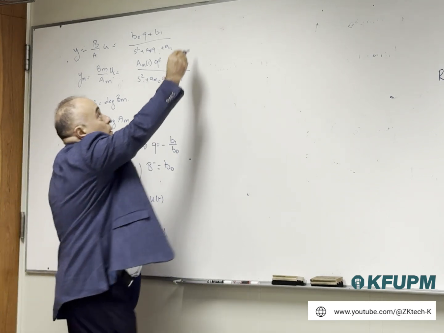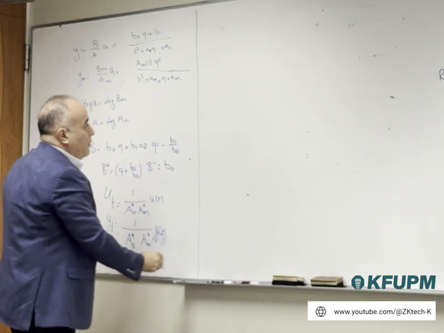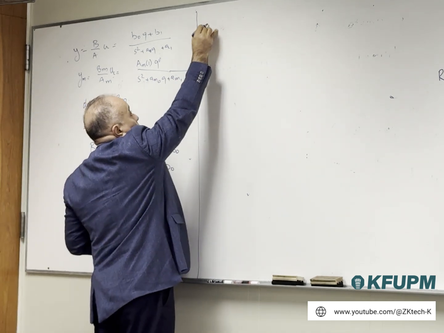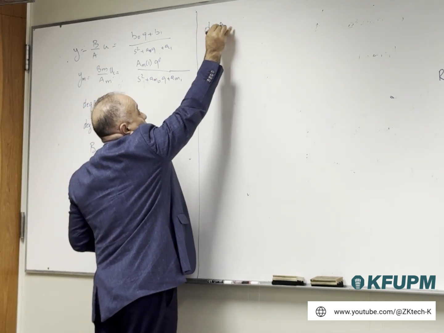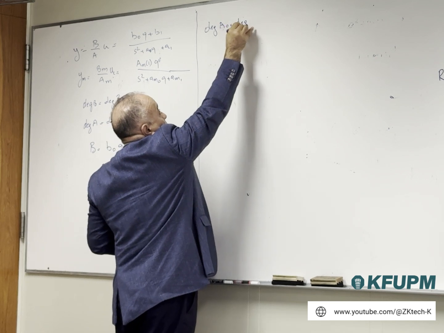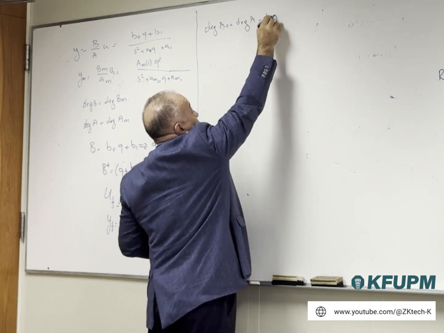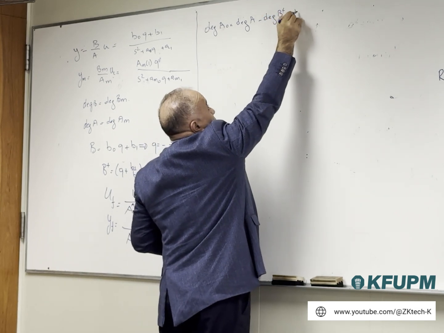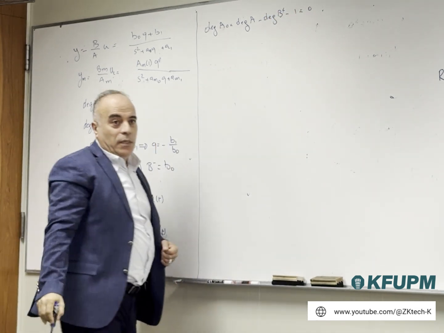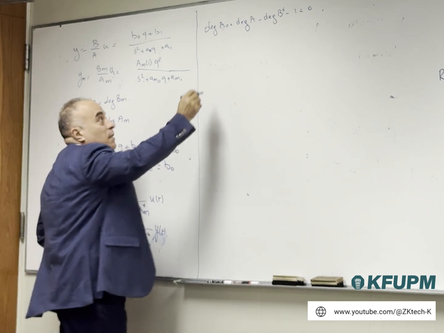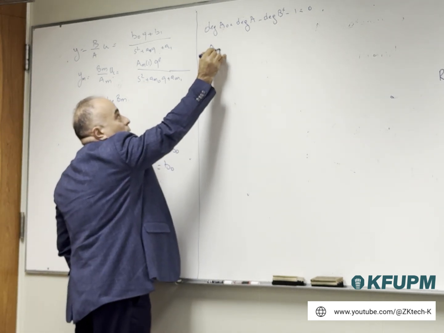The value of A0: the degree of A0 is equal to the degree of A minus the degree of B plus minus 1, and we found last time it's equal to 0, so A0 is a constant. So in our case A0 is equal to 1.